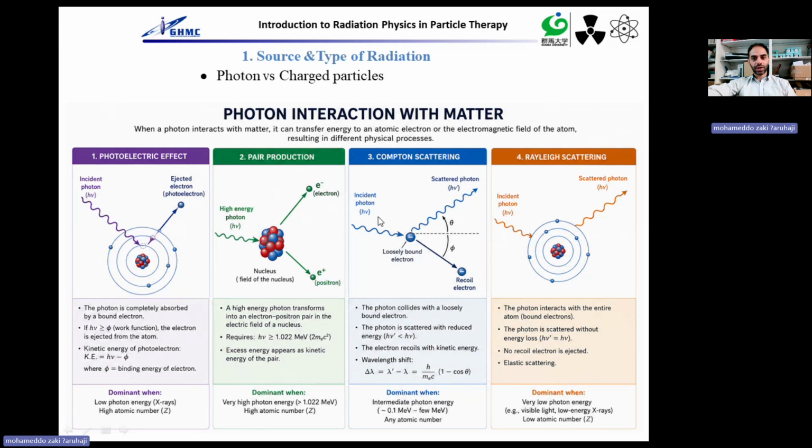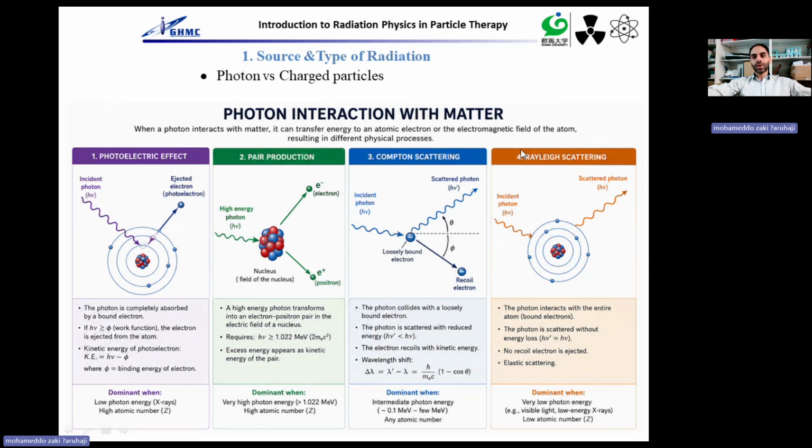Compton scattering, which we have a lot in photon therapies, is when the photon collides with a bound electron. So the photon is not absorbed completely, not by the nucleus, not by the electron. However, because of the collision, it will change direction. We call it scatter. So it will scatter and lose some energy, whereas the electron will gain some energy, enough to be ejected from the shell, from the orbit or the inner shell.